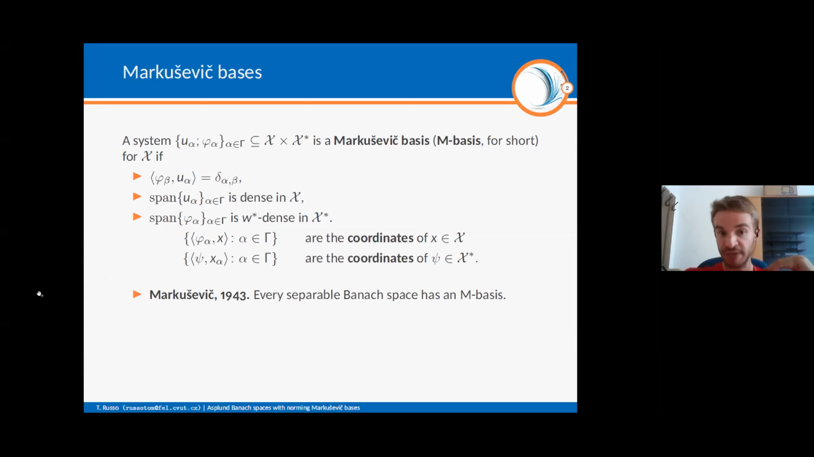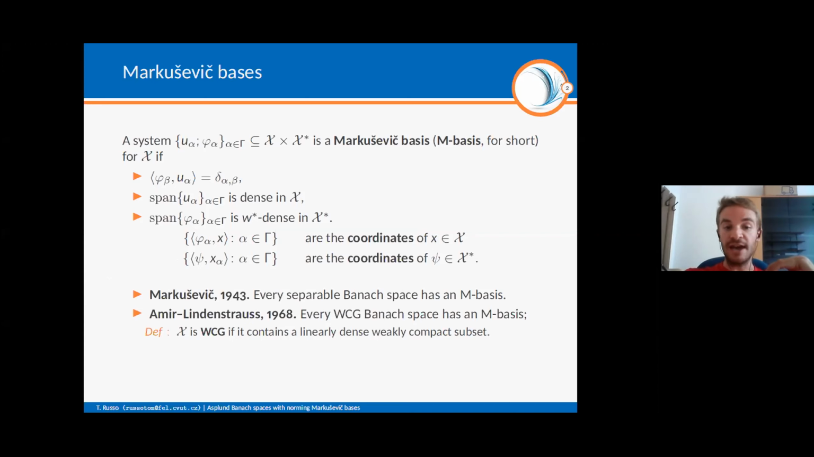This is Markuševič's result. Then, with the start of the study of non-separable Banach spaces and of WCG Banach spaces, it was shown by Amir and Lindenstrauss that weakly compactly generated Banach spaces also admit a Markuševič basis. This is a fairly easy consequence of the fact that they have a projectional resolution of the identity. Here I also recorded that a Banach space is weakly compactly generated if there exists a weakly compact set in the space that is linearly dense.